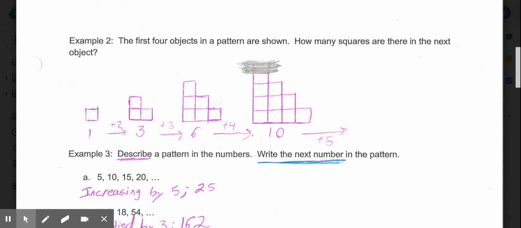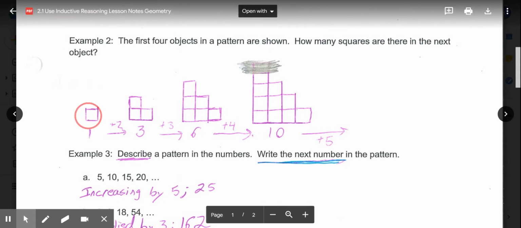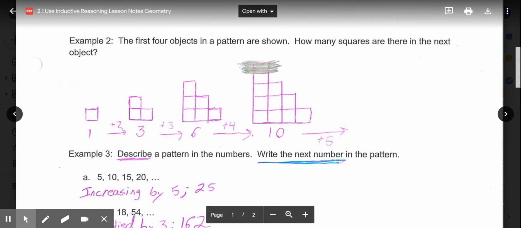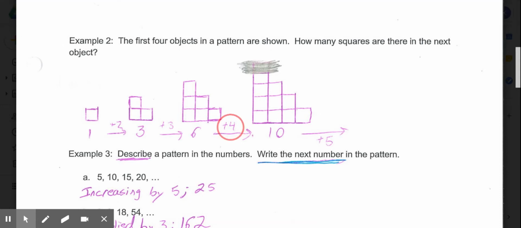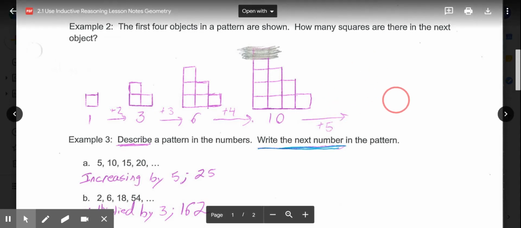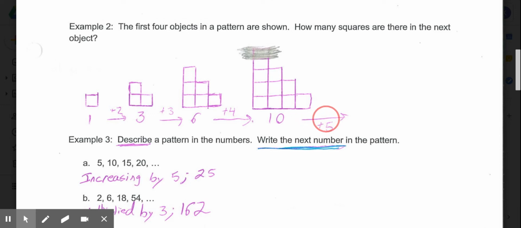So I'm looking for the pattern each time I go. So from the first drawing to the next drawing, I added 2 squares. From the second to the third, I added 3. From the third to the fourth, I added 4. So each time that I'm doing a new figure, I'm adding 1 more square than the step before. So step 4 has 10 squares. To get to step 5, we're adding 5 more. And in that case, it would be 15 for the next drawing. So how many squares would there be in the next object? It would be 15.